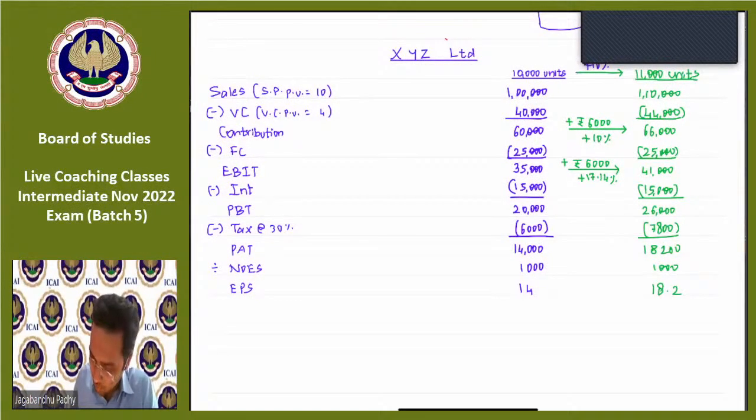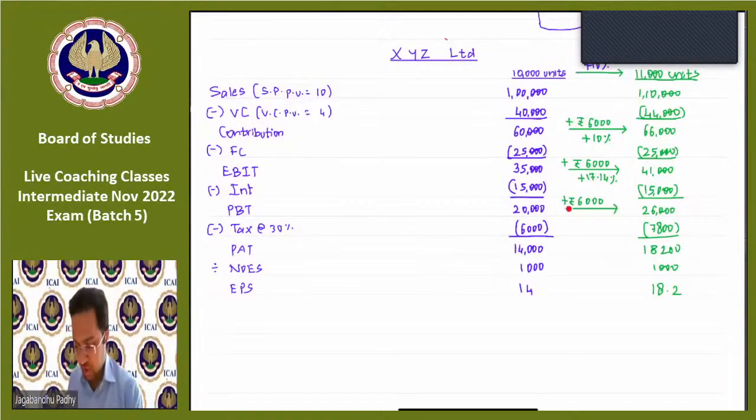Then if you look at the change in PBT, the PBT has also changed by 6,000. But now, what is the percentage change in PBT? When I talk of percentage change in PBT, you will say 6,000 divided by 20,000, that is a 30% change, right?